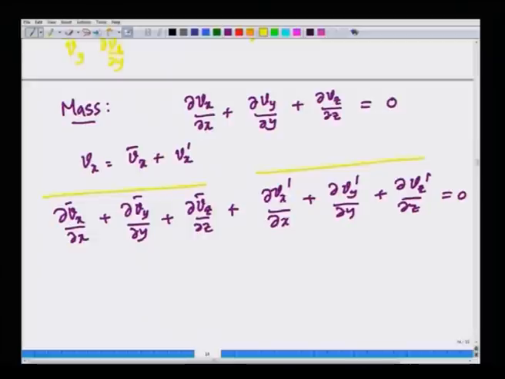I am going to time average this entire equation. Now, if I time average an already existing average, this will simply give the same value, because it is already averaged over time, these are constants. So, if I average that, I will simply get the same value, same expression.